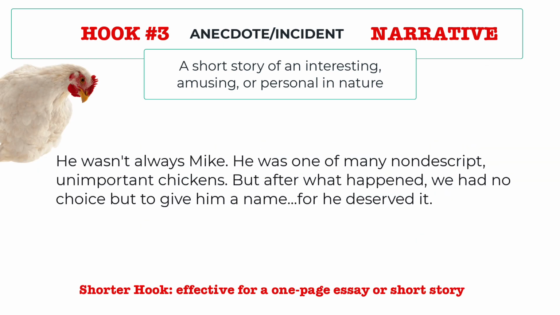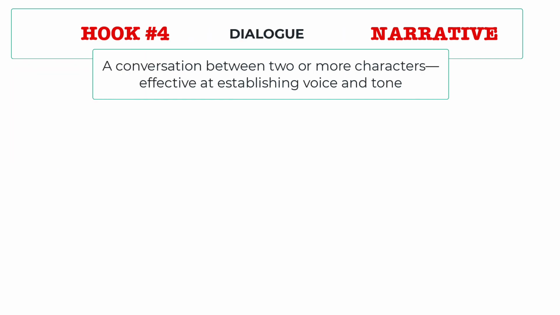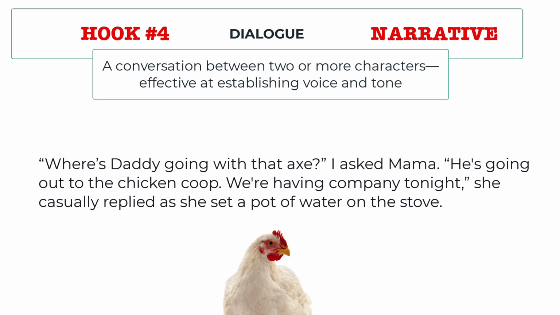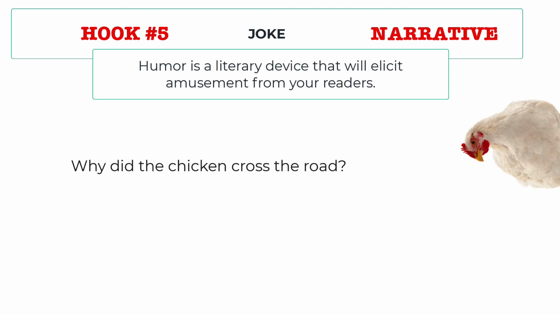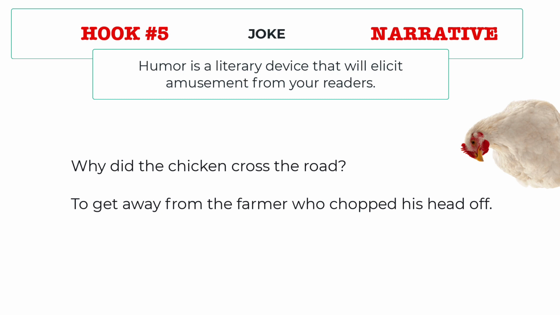You could also say, he wasn't always Mike. He was one of many nondescript, unimportant chickens. But after what happened, we had no choice but to give him a name, for he deserved it. You can also start a narrative with dialogue. Where's Daddy going with that axe? I asked Mama. He's going out to the chicken coop. We're having company tonight, she casually replied as she set a pot of water on the stove. And another hook you could use when writing a narrative is a joke. Why did the chicken cross the road? To get away from the farmer who chopped his head off.